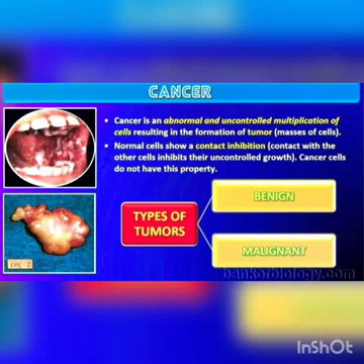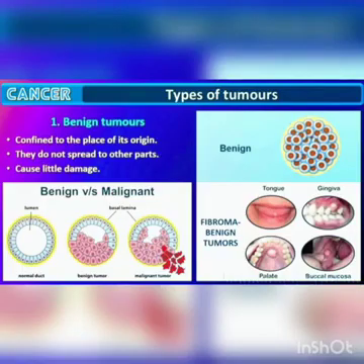So when a tumor is formed, there are basically two types, benign and malignant. If we talk about the benign tumor, it is confined to the place of its origin and stays in that region only. It does not spread to other parts and causes little damage.